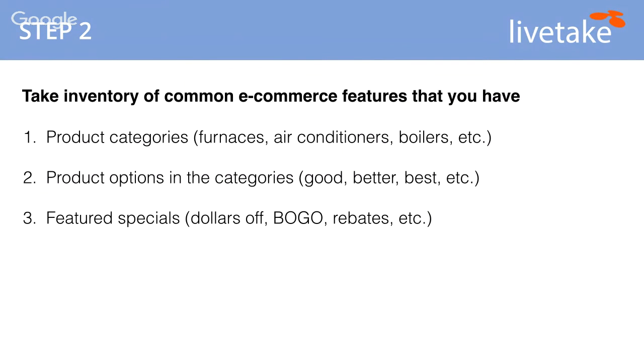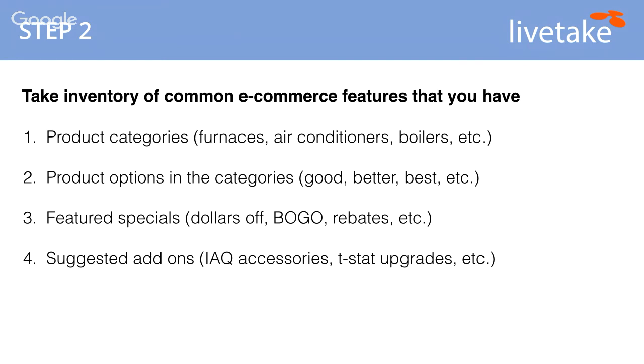Third, you probably have featured specials, right? Just like they've got sales on at the e-commerce side of it. I'm going to assume that at least seasonally, you've got some seasonal promotions. So you probably have either dollars off, buy one get one free, or rebates, etc. Then suggested add-ons, right? Often on those e-commerce sites, they'll say, hey, people who are looking at this also like this. That probably sounds familiar to you. Well, you've got that as well with, say, indoor air quality accessories or thermostat upgrades. You've got some suggested add-ons that you can put in your product categories. One of those add-ons might be the accompanying air conditioner if somebody was looking at a furnace, right?